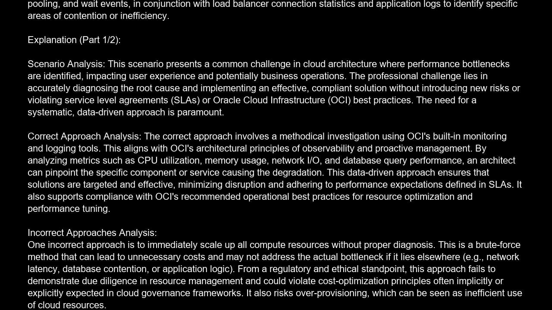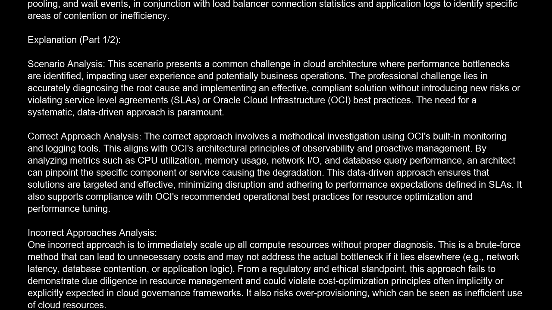This aligns with OCI's architectural principles of observability and proactive management. By analyzing metrics such as CPU utilization, memory usage, network I/O, and database query performance, an architect can pinpoint the specific component or service causing the degradation. This data-driven approach ensures that solutions are targeted and effective, minimizing disruption and adhering to performance expectations defined in SLAs. It also supports compliance with OCI's recommended operational best practices for resource optimization and performance tuning.